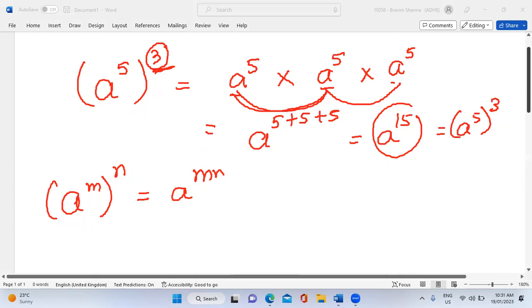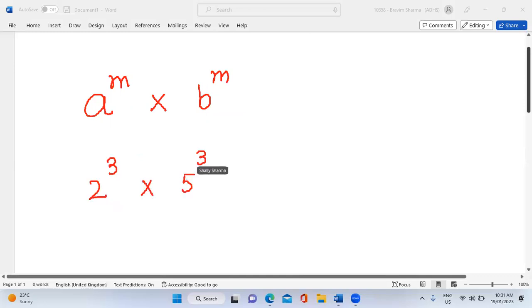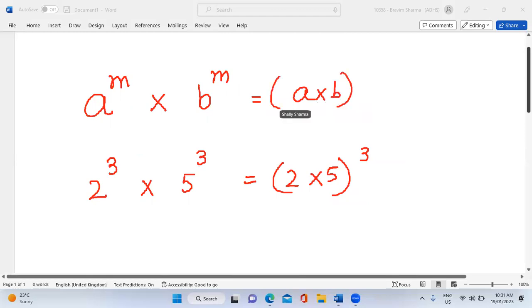Then there is another important property in indices: if you have a to the power of m multiplied by another power expression, where the base is different but the exponent value is the same, like 2 raised to the power of 3 times 5 raised to the power of 3, what I can do is write it as 2 times 5 raised to the power of 3, or I can write it as a times b whole raised to the power of m.